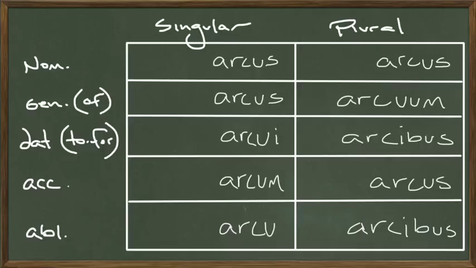So there you go, there are the endings. Us, us, ui, um, u, us, uum, ibus, us, ibus, attached to a word. So we have bow, of the bow, to the bow, the bow, in the bow, the bows, of the bows, to the bows, the bows, in the bows, or on the bows.